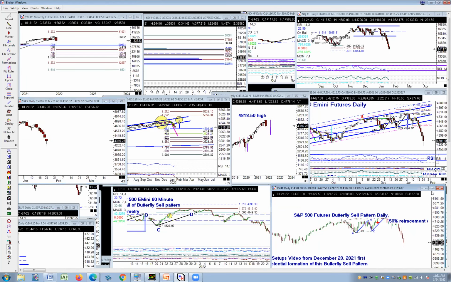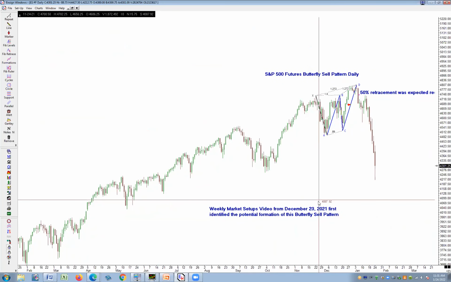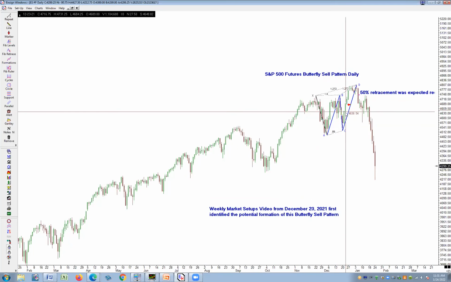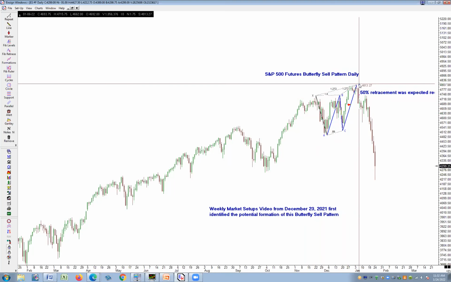So here it is. December 23rd is when we first identified this. It was right about here on this bar. We monitored this pattern and it had the completion point here.